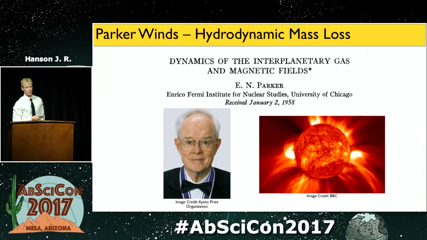So I've mentioned Parker winds a few times. A little bit of the historical context. They were originally developed by Eugene Parker to describe the solar wind. So it's the exact same physics from solar wind physics, but now we're applying them to exoplanets. So we're 40, 50 years, 60 years behind, but we're there now.